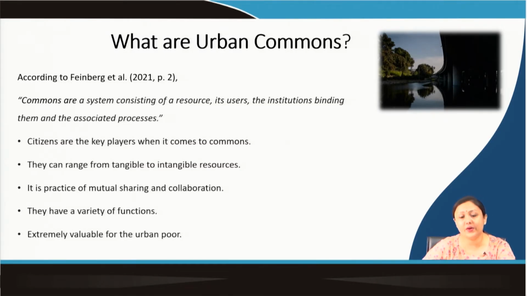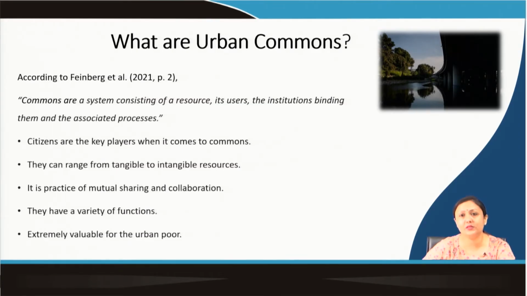Another very important definition is offered by Feinberg et al. They define the commons as a system consisting of resources, its users, the institutions binding them, and the associated processes. So according to this study, the commons are not only a resource in themselves, but they are at large a network that is constituted by the resources, the users, the institutions, as well as the different other agencies who govern and use these resources collectively.